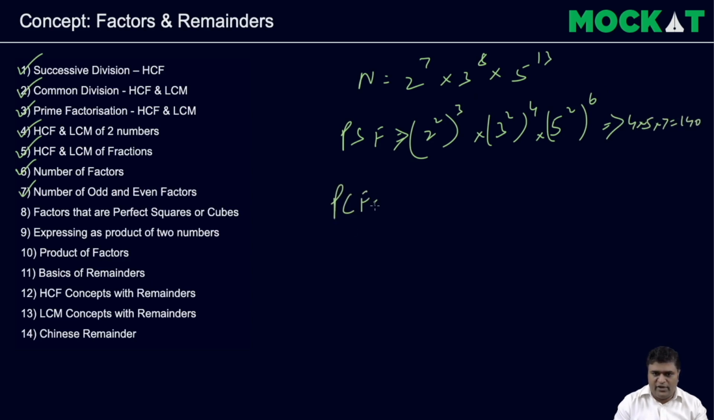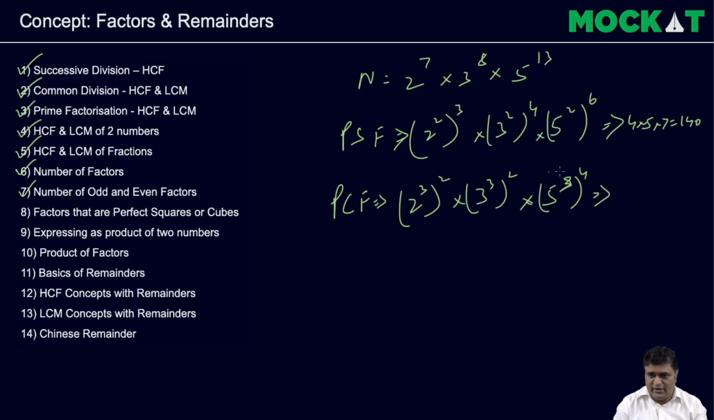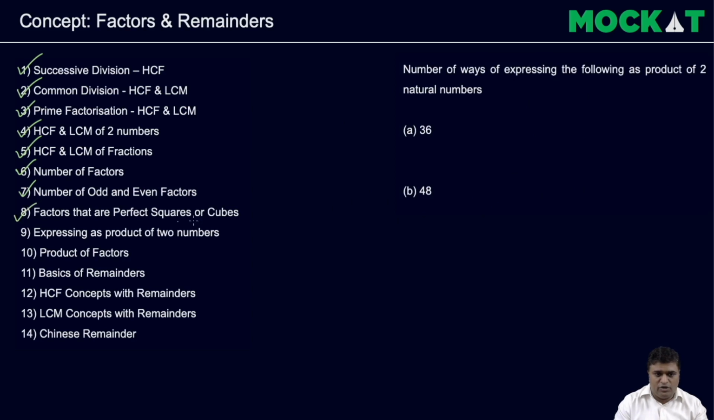For perfect cube factors, likewise, we have to write it as 2 cubed to the power of something, in this case whole square, 3 cube. From the 8, we can use only 6 of them. And for 5 cube, we have 4 such 5 cubes available. Once again we apply the formula, power plus 1 into power plus 1, so 3 into 3 into 5, and that gives us 45. Therefore 140 factors of n, the number, are perfect squares, and 45 factors of the number are perfect cubes. Now on to expressing numbers as product of two numbers.